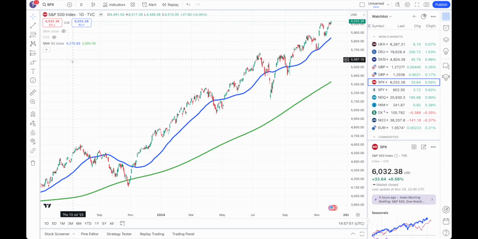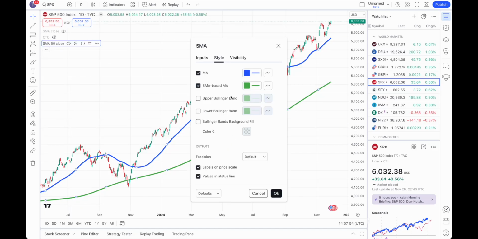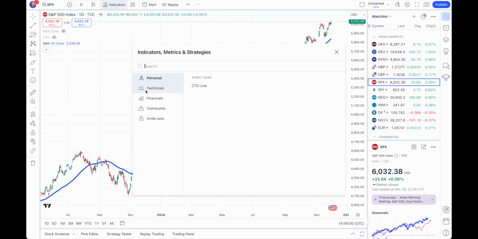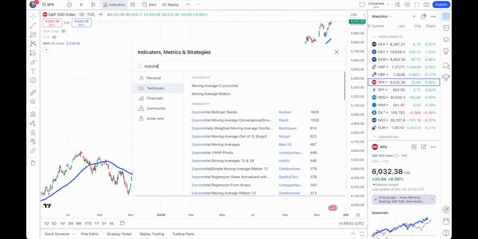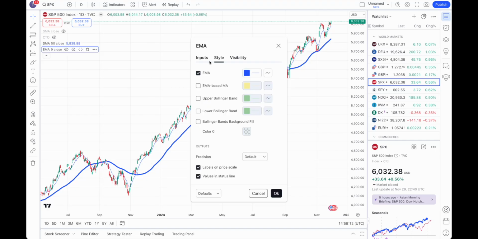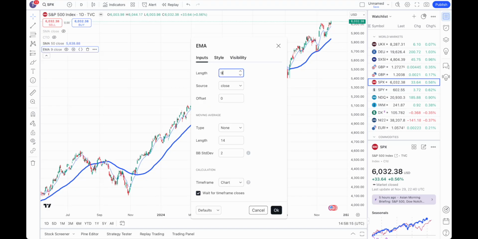And I'll show you what I mean by this over here. So let me just get rid of the longer term time frame. So I've got the simple moving average over here, and I'm also going to add the exponential moving average. So here, moving average exponential. And if I go on the settings just to make it exactly the same as the simple moving average, I'll make it 50.